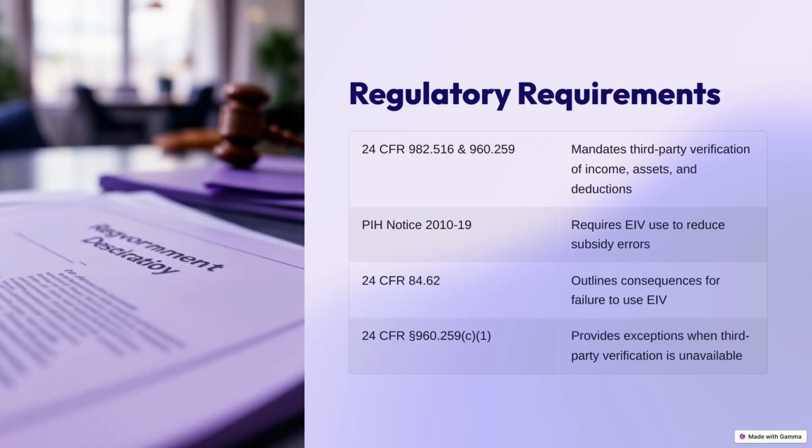There are some important regulations to keep in mind when it comes to verifications. 24 CFR 982.516 and 960.259. This requires third-party verification of income, assets, and deductions. PIH Notice 2010.19. This mandates the use of EIV to reduce subsidy errors. 24 CFR 84.62. This outlines the consequences of failing to use EIV. 24 CFR Section 960.259(c)(1). This provides exceptions when third-party verification isn't available. So, make sure you're familiar with these requirements and follow them carefully.